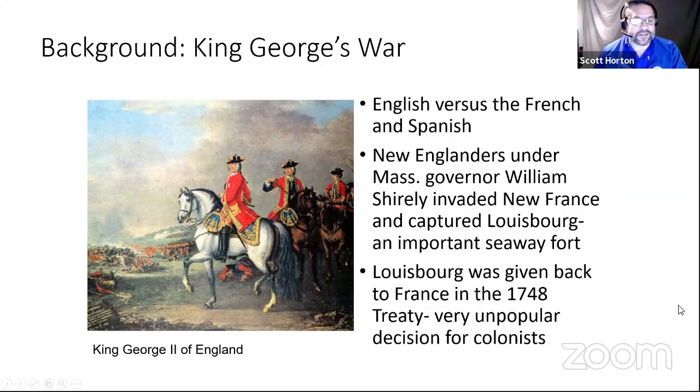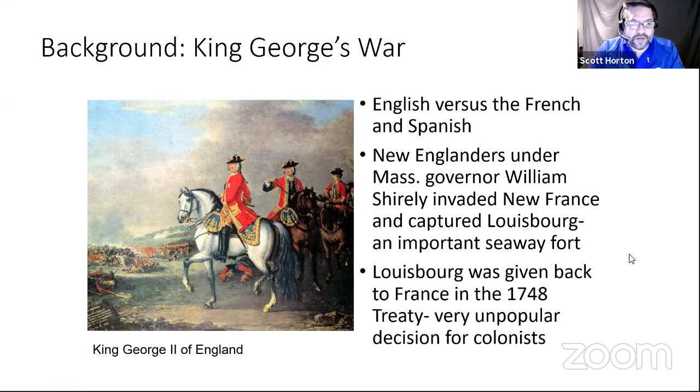So hopefully you're noticing that there is a pattern here. England and France have a long history of going to war with one another, dating all the way back into things like the 100 Years' War. So a long, long history of that. And of course, the colonists are going to get caught up in all of this.